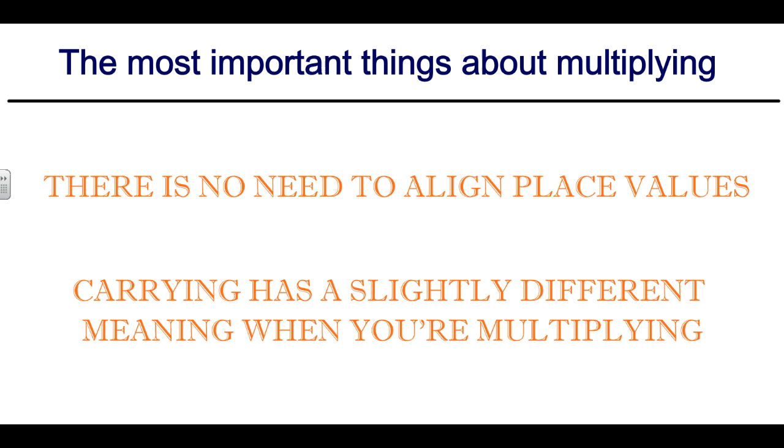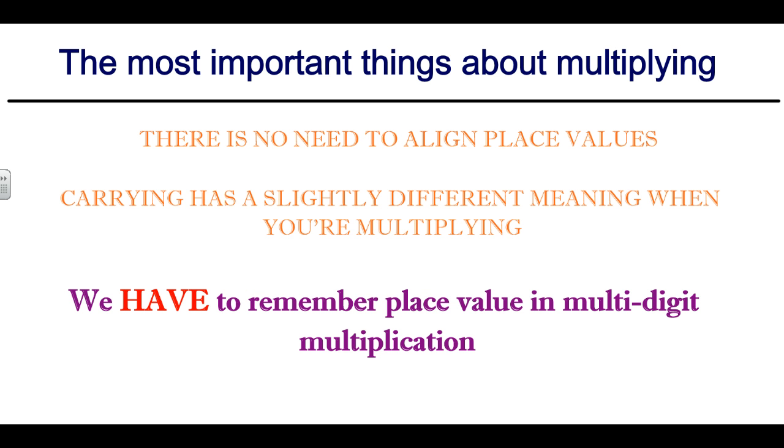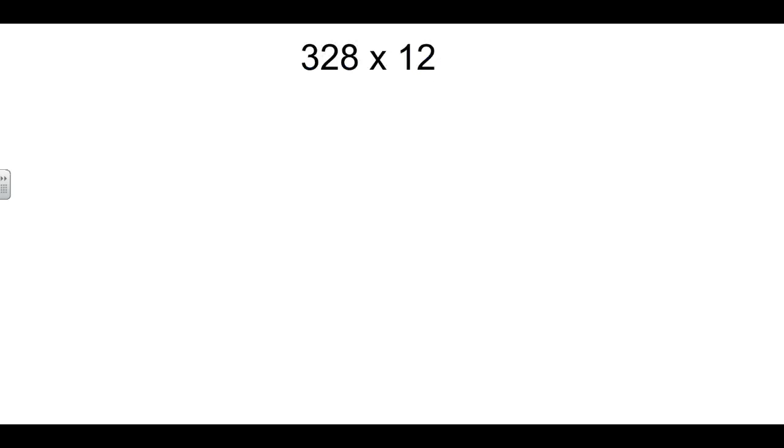But since we are using multi-digit multiplication now, that is, neither of the factors has one digit. They both have 2, 3, 4, etc. Is that we need to remember place value. In fact, if we don't remember place value while we are working with multi-digit multiplication, we are not going to end up with the correct answer. So let's take a look at a few examples, and then I'll give you a few practice problems for the end there. So let's take a look at a fairly simple one, 328 times 12.